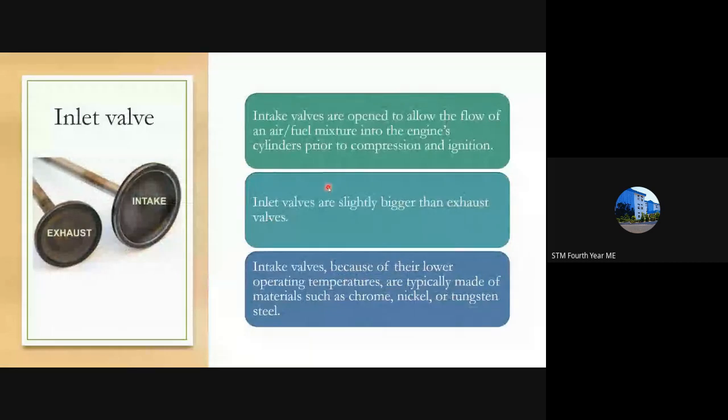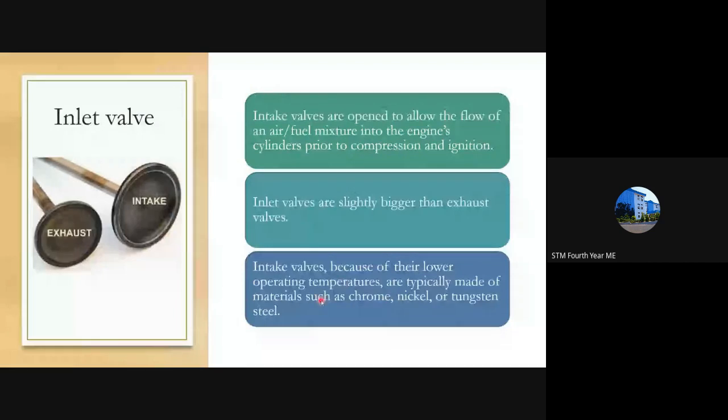Inlet valves are slightly bigger than exhaust valves. So you can see here, this is an exhaust valve and this is an inlet valve. The bigger valves that are shown here are the inlet valves. Then inlet valves, because of their lower operating temperatures, are typically made up of materials such as chrome, nickel, or tungsten steel. So these are the materials used for the construction of inlet valves, due to their lower operating temperatures.